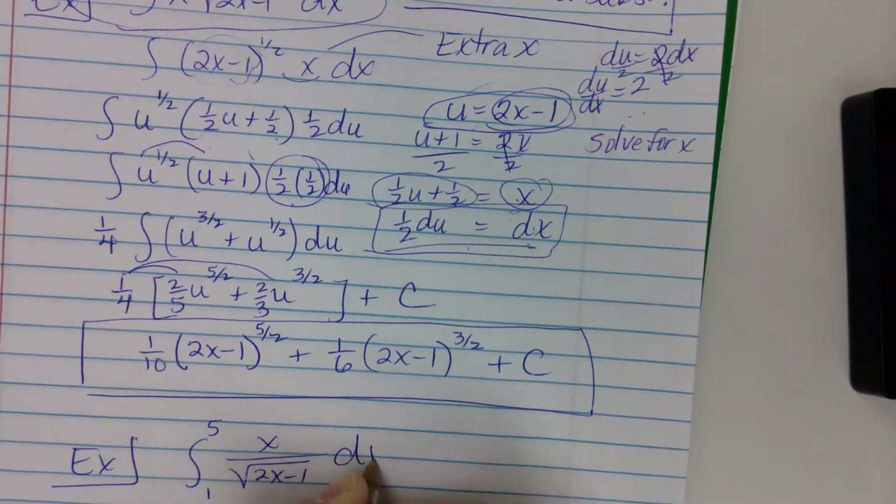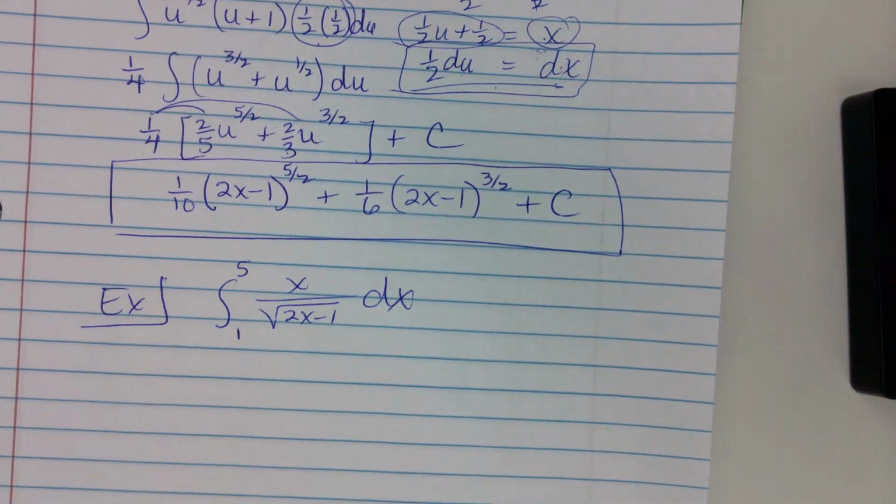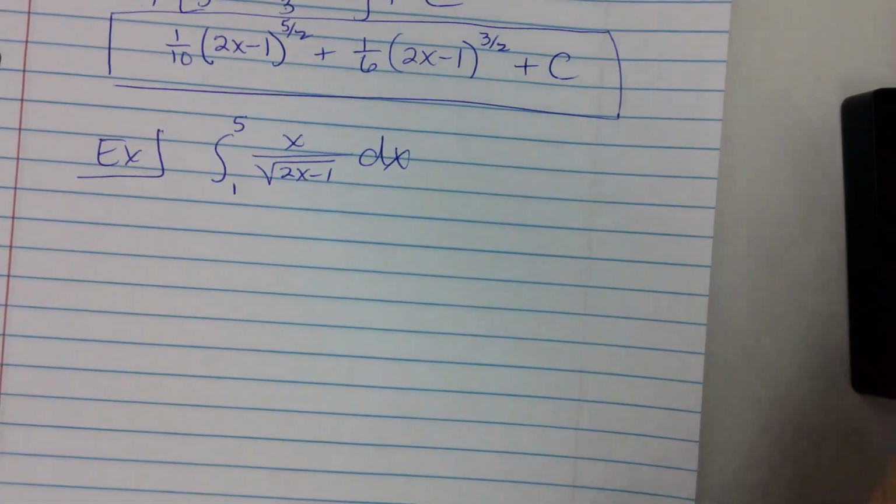Listen, if you multiply everything by 0, you always get a good answer.